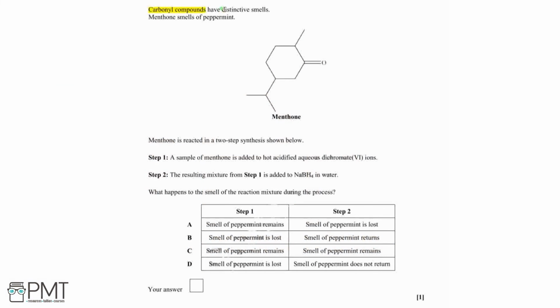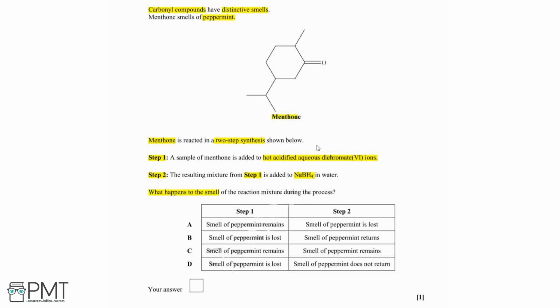Carbonyl compounds have distinctive smells, and this compound below, menthone, smells of peppermint. We are told that menthone is reacted in a two-step synthesis. Step 1 is where our sample of menthone is added to hot acidified aqueous dichromate ions. And step 2 is where this resulting mixture from step 1 is then added to sodium tetrahydridoborate in water. And we want to know what happens to the smell of the reaction mixture during this process.